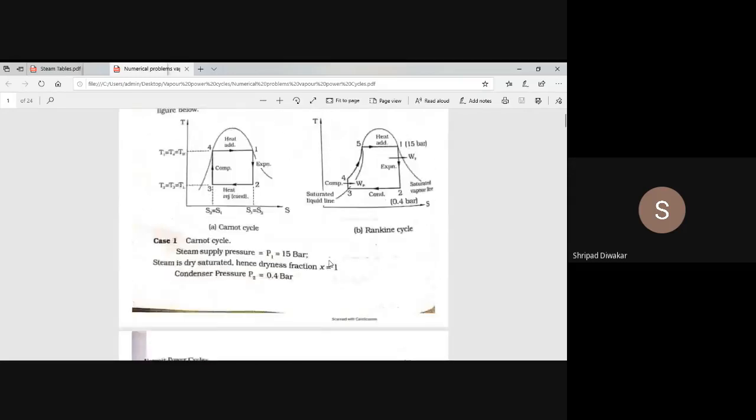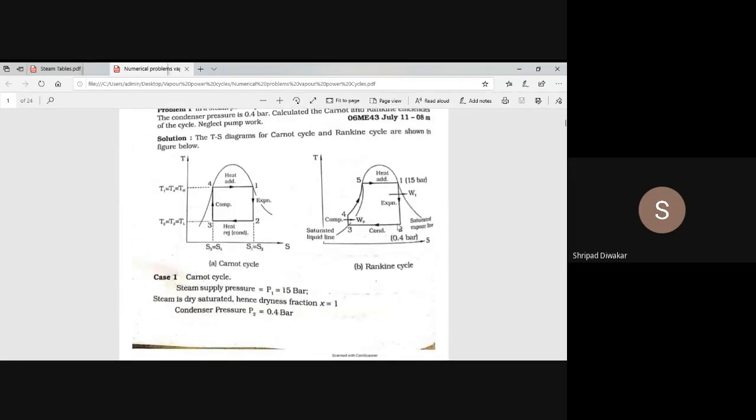Similarly, we have to find out, they have given two pressures: one is boiler pressure and the other is condenser pressure. Boiler pressure is 15 bar, that is P1. Condenser pressure is 0.2 bar. At 15 bar pressure, we are getting the temperature from the steam table as 198 degrees Celsius.